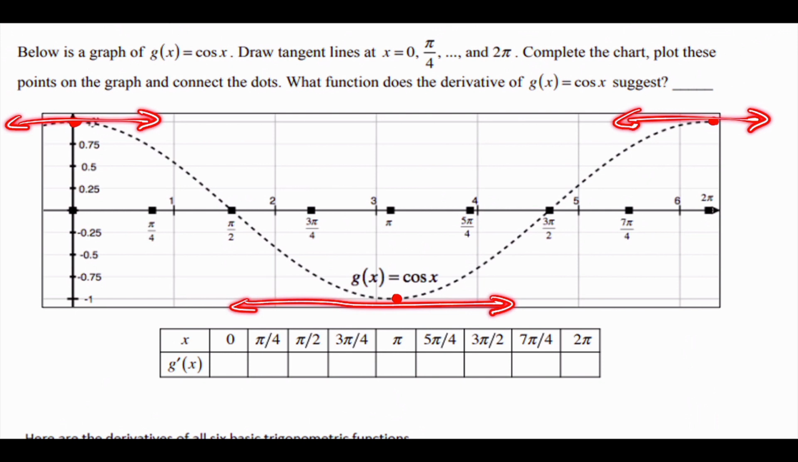So let's fill in the table. At 0, the slope is 0. At pi, the slope is 0. At 2 pi, the slope is 0. So any positive ones or negative ones? Pi over 2, -1, good. Pi over 2 is going to have a -1 slope. Where else? It's going to have a +1 slope. Good.